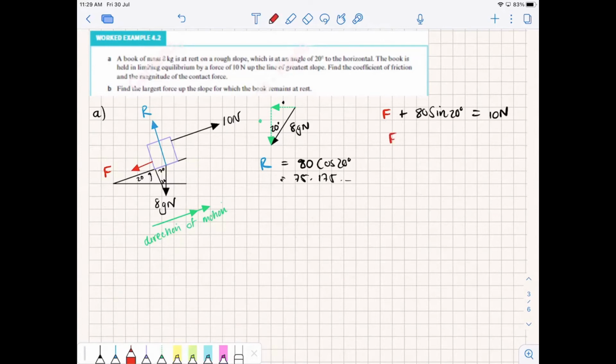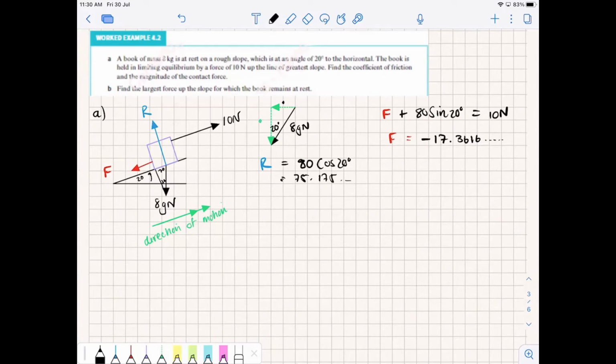So let's solve for the force. So I'm going to take 10 newtons and subtract 80 sine 20 degrees. And I'm going to get minus 17.3616. So here we have got a negative answer, right?